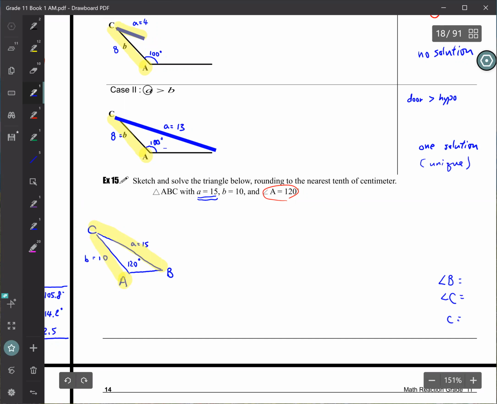So you do it like your homework last time. We write out the pairs: 15 to sine 120, and then you have side B, side B is 10 to sine B. And then you have side C, which is missing, and sine angle C.